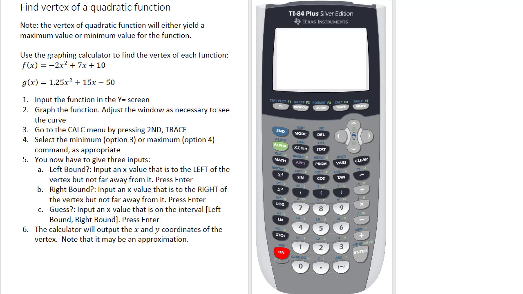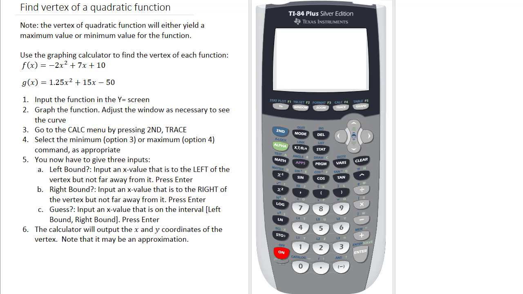Here I will show how to use the calculator to find the vertex of a quadratic function. One important thing to note is that the vertex of a quadratic function will either yield a maximum value or a minimum value for the function. And that of course depends on whether the parabola, the graph of the quadratic function, opens up or down. Let's use the calculator to find the vertex of each function.